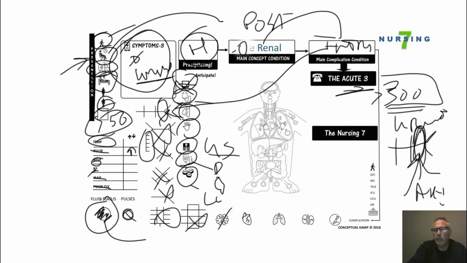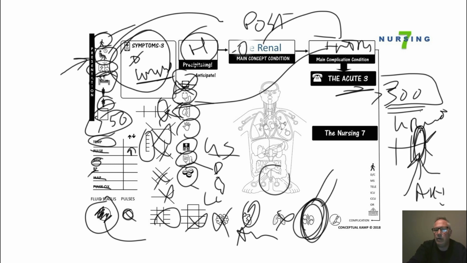Pulses should be regular. No real mentation changes other than anxiety. Nothing with the heart, nothing with the lungs. It's all kidney and outflow. So it is all down here, and it's episodic. Once it's resolved, the patient can generally go home, be discharged. Generally, they might be admitted on a med-surg floor, sometimes ICU, depending, and they might go to surgery if there's a major blockage.